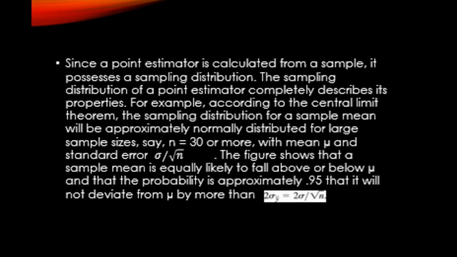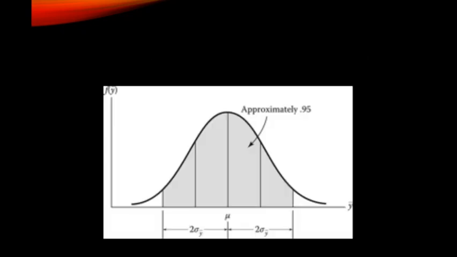Now, if we take this sampling distribution and go two standard deviations, or two standard errors, on each side, remember it's sigma divided by square root of n, so 2 times sigma divided by square root of n on each side, then this is what the distribution will look like. We have mu in the middle, and then we go on each side by 2 times sigma y bar, or the standard error. This is approximately 95% of the area.